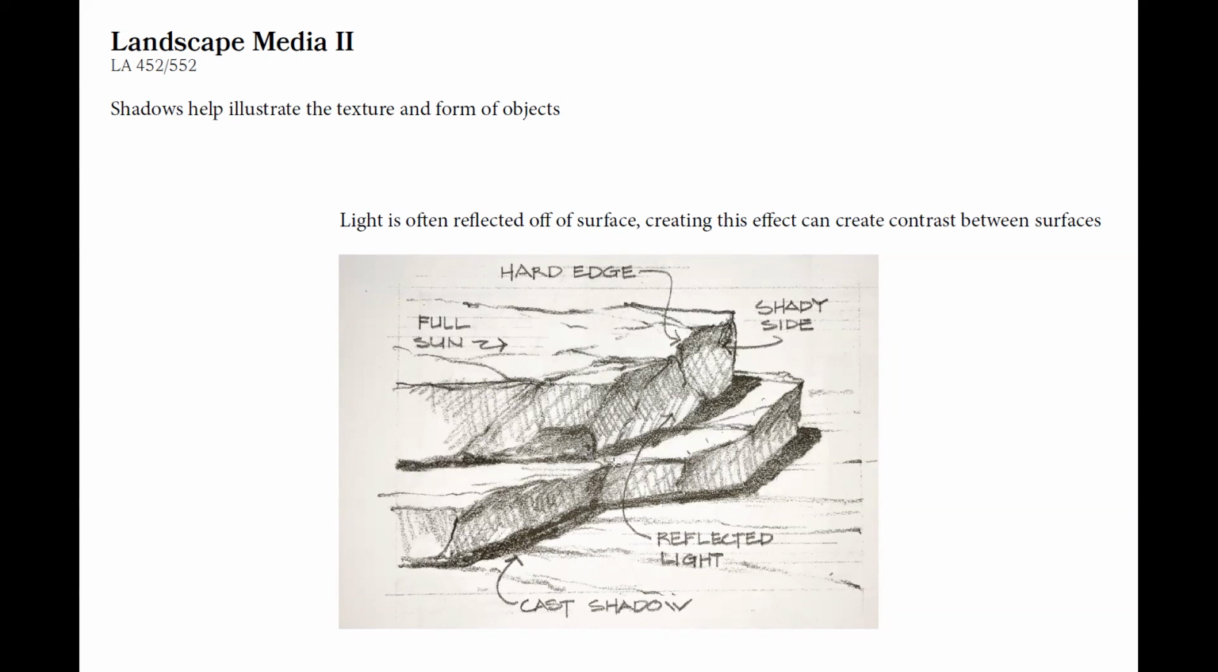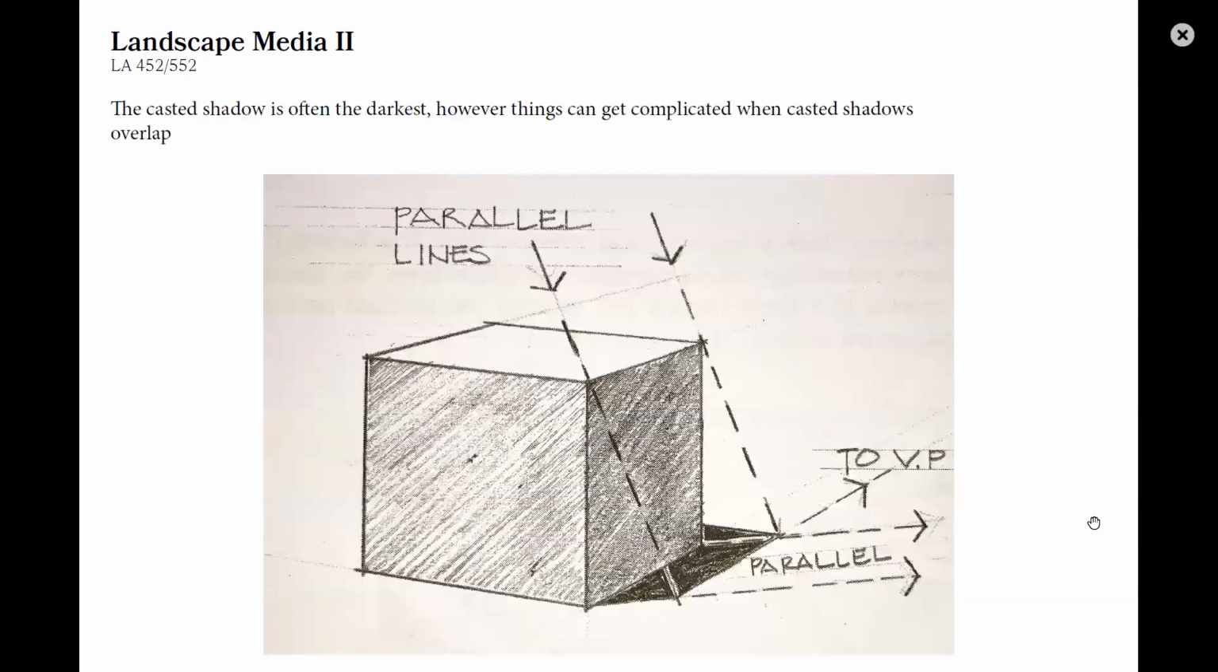It's also important to see that the shadow that's cast is the darkest shadow of them all. This is because there's no light reflecting at all. It's the complete absence of light, or near complete. As this cube shows, the cast shadow is often the darkest, although this can get complicated when you have more than one source of light and cast shadows start to overlap.